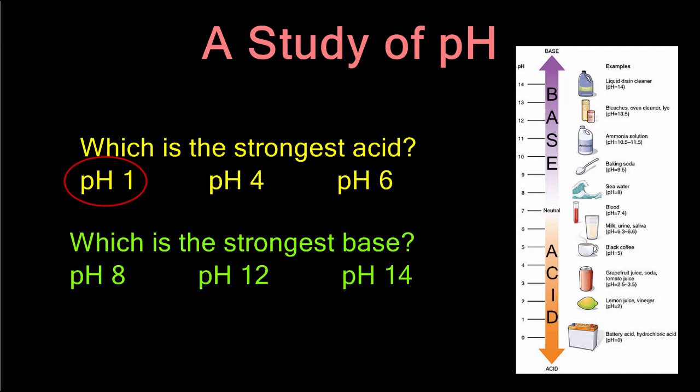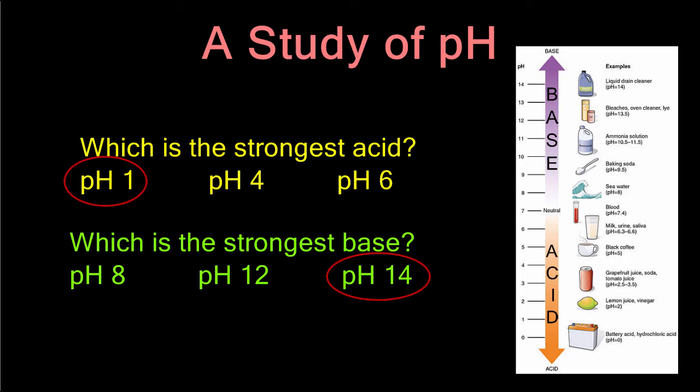Which is the strongest base? Would it be a solution with pH of 8, a solution with pH 12, or a solution with pH 14? The strongest base would have a pH of 14. The reason is because 14 is farthest away from neutral.